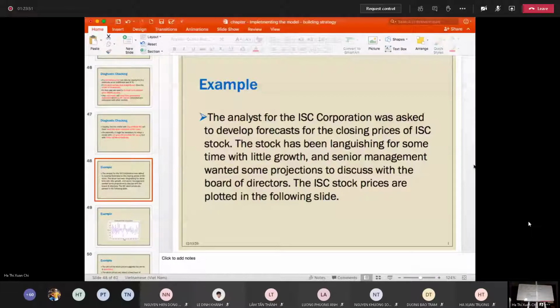Everyone, I uploaded the Excel file on the platform. Can you see it? That is the data for this example. If possible, you can download the Excel file and we can practice on that.